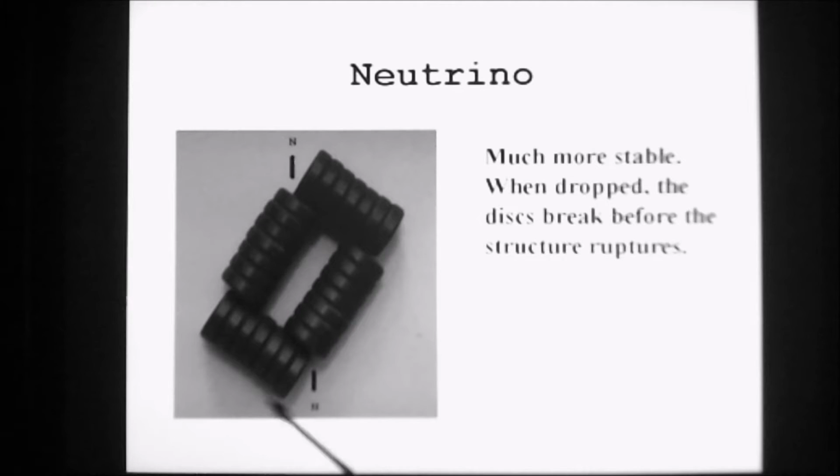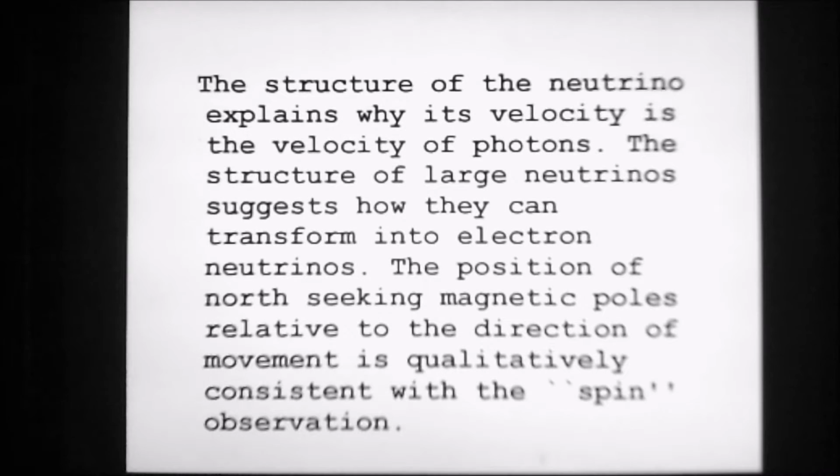The neutrino has 2 cross members, and it has 2 directions which will align to the north Earth magnetic pole. When you drop this, sometimes the disks break before the neutrino breaks up. The structure of the neutrino explains why its velocity is the velocity of the photons. That is to say, the minimum surface area is perpendicular to the paper. The structure of large neutrinos suggests how they can transform into electron neutrinos. The position of north-seeking magnetic poles relative to the direction of movement is qualitatively consistent with the spin observation.